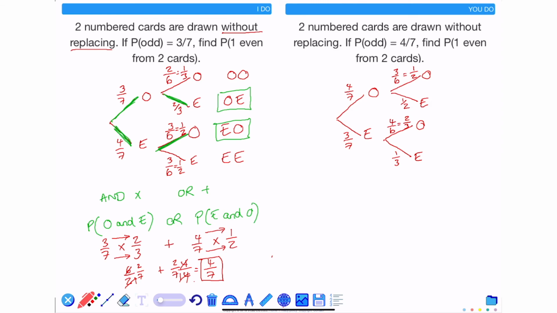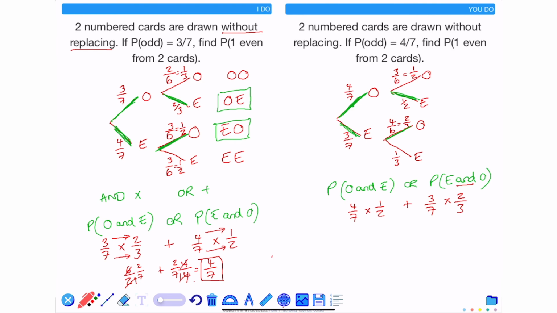I need the probability of 1 even from 2 cards, so looking at all the scenarios that result in this, an odd and an even, or an even and an odd. So looking at the first branch, 4/7 and, meaning multiply, a half, or, meaning plus, the probability of getting an even is 3/7 multiplied, because I'm using the word and, an odd number, 2/3.